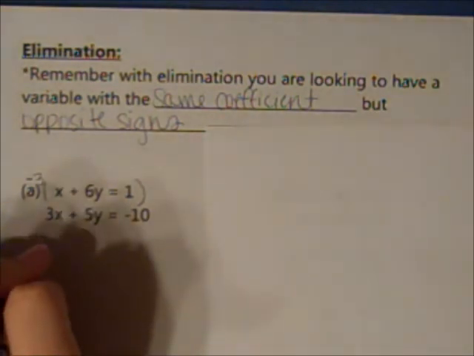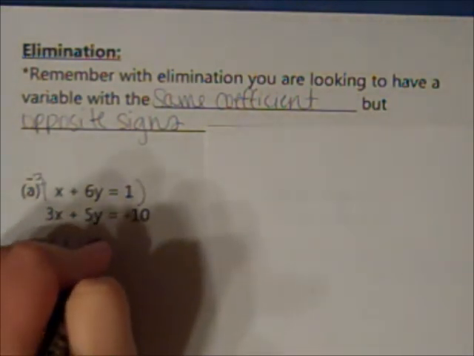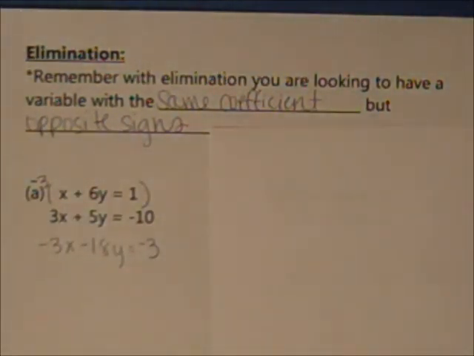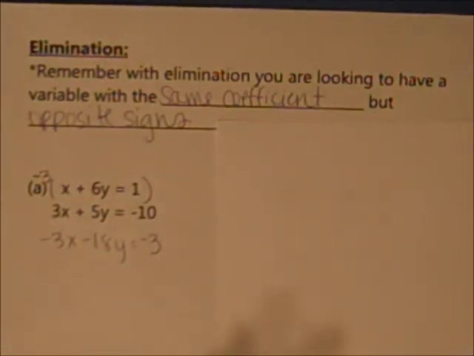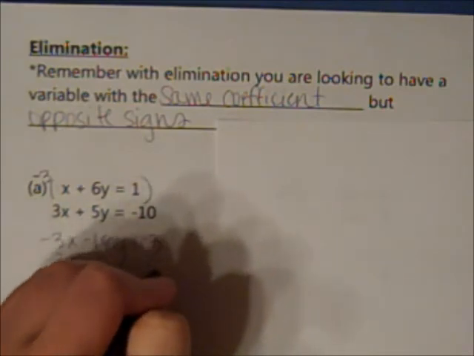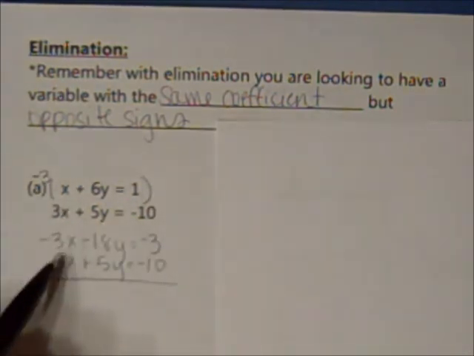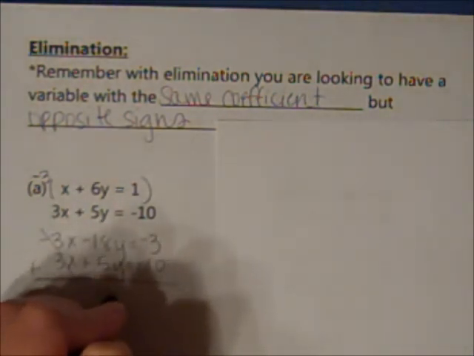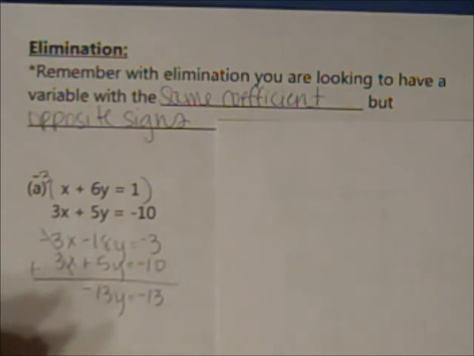So this is going to read negative 3x minus 18y is equal to negative 3. It's very important that you multiply it all the way across. Otherwise, you've just changed the problem and you've gotten the wrong answer. The second equation I didn't do anything with, so I'm just going to rewrite it. Then, now when I have the same coefficient but opposite signs, I'm ready to add the two equations together. So that variable cancels. This variable is negative 13y is equal to negative 13, meaning y is equal to 1.